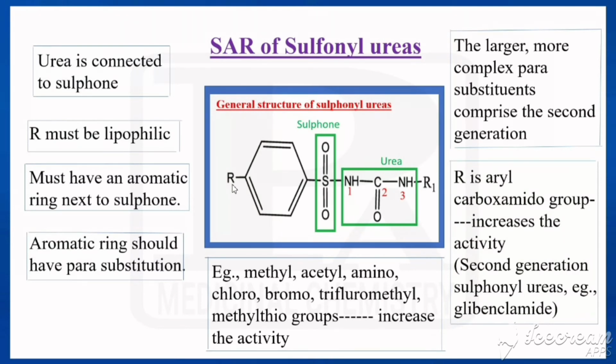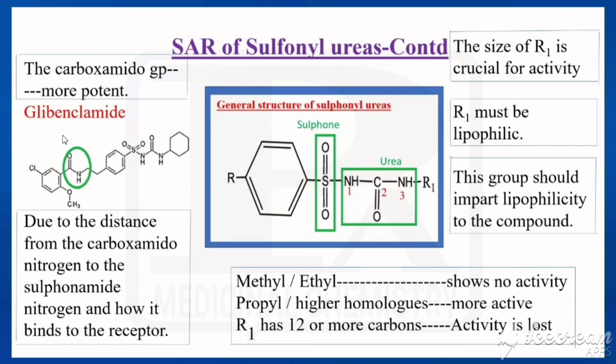What is meant by aryl carboxamido group? That is an aromatic ring with amide. So if any substituent has a structure like this, the activity would be increased. We have seen one example, glibenclamide, which has the aromatic ring, that is a benzene ring, having an amide. So why is it more potent? Because of the distance between the carboxamido nitrogen and the sulfonamide nitrogen. That distance is responsible for activity, and also how this binds with the receptor affects the activity and makes it more potent.